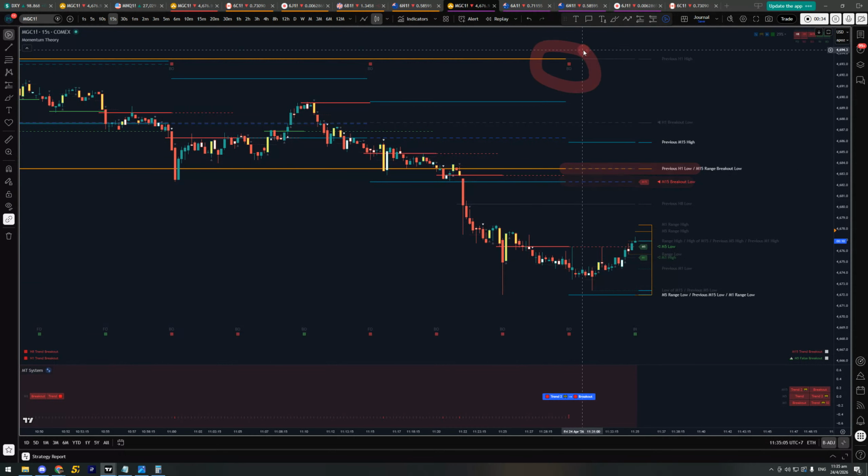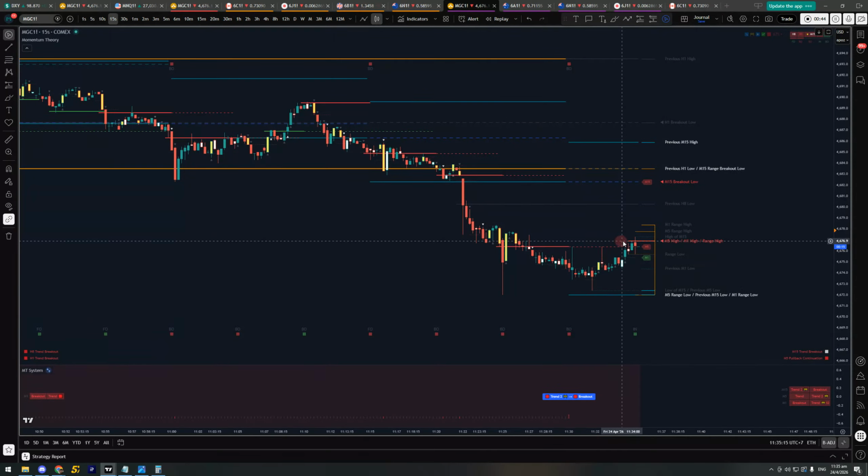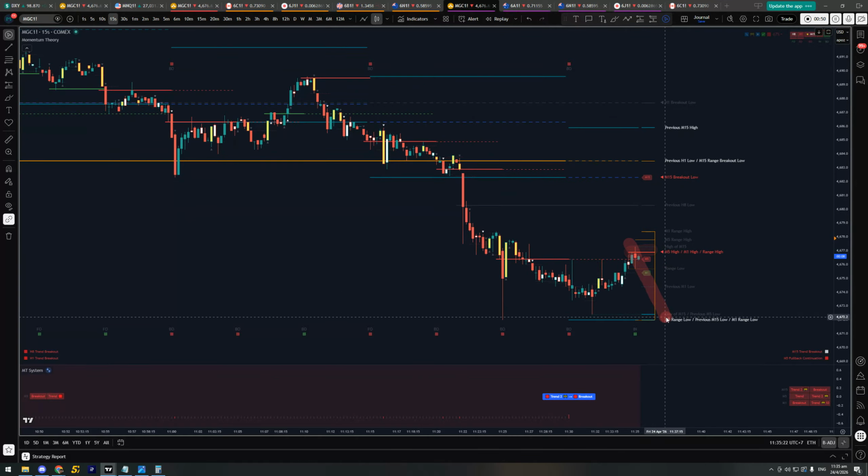And on a breakout bar, first setup I'm looking for is always a trend retracement setup. I want to see price retrace back to the breakout level, fake out the momentum time frame, and then take the trade back down to the lows. So we've already triggered that on the M5, which is the momentum time frame. And then now I'm looking for a move back down.